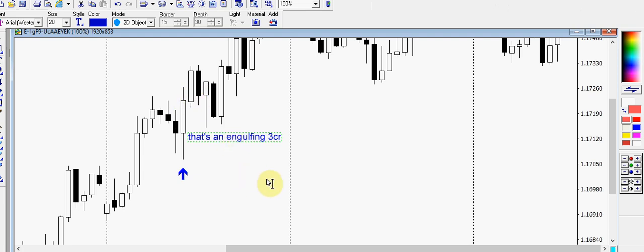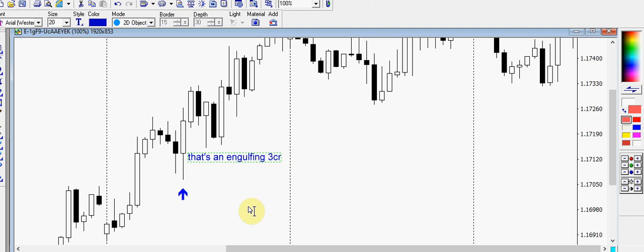The other thing I'm talking about is line chart 3CRs. Well, the line chart means we can disregard the wicks. So this close could be taken, if you had a line chart on here, this would be the line chart high, and that's closed above it, clearly broken resistance.